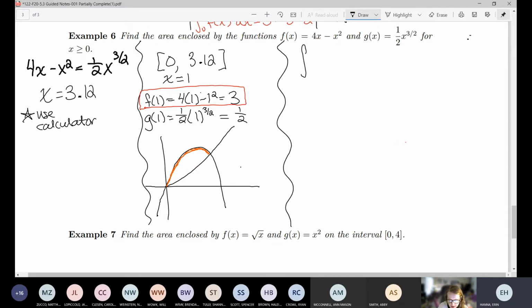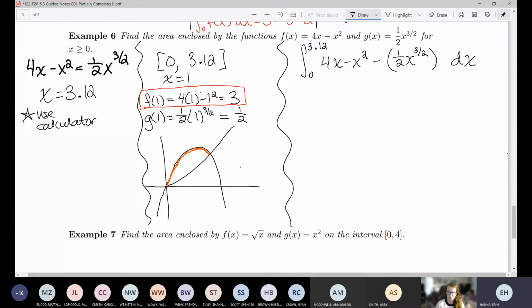So now we're ready to actually form and calculate our integral. So remember, it's always top function minus bottom function. So the top function here is 4x minus x squared. And then we're going to subtract the bottom function. I suggest always putting the bottom function in parentheses just to be sure that things are going to be read right and negatives are going to be distributed if you need to distribute negatives, anything like that.